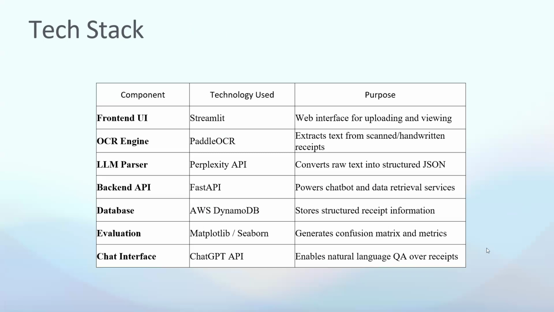For evaluation, we use Matplotlib and Seaborn to visualize accuracy, loss, and confusion matrices. Finally, we used the Perplexity API for the chat interface to enable natural language interactions over stored receipt data. The next slide.